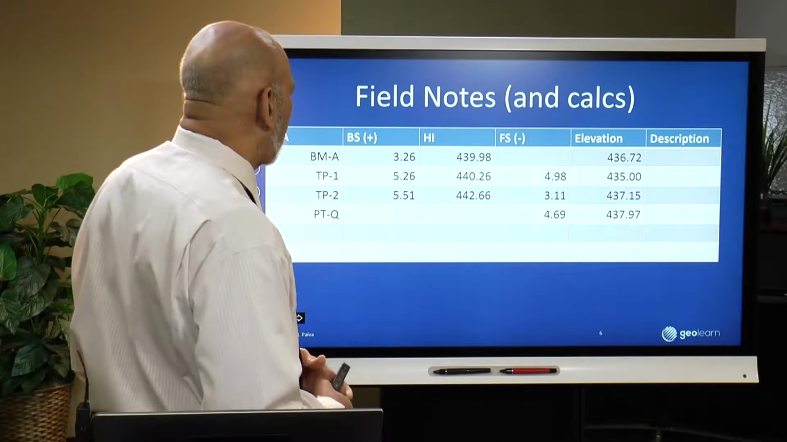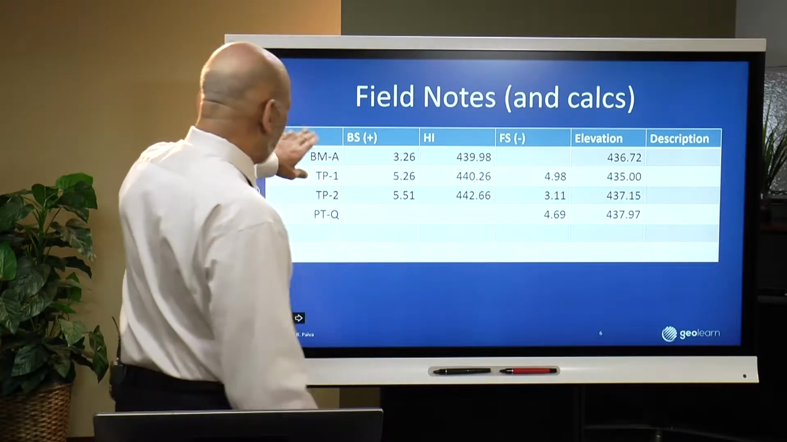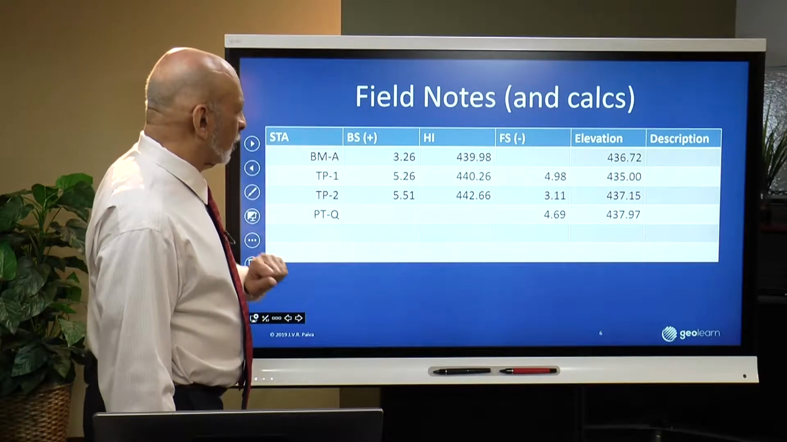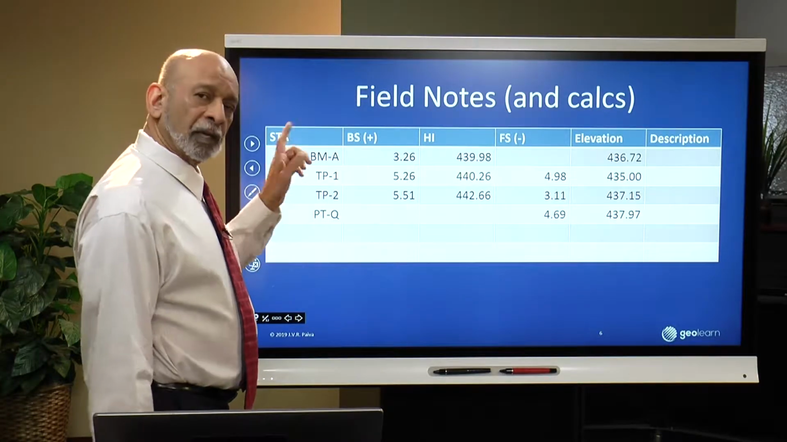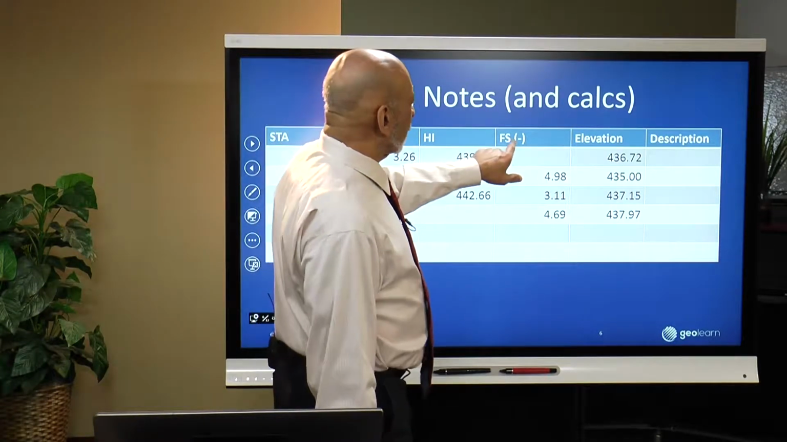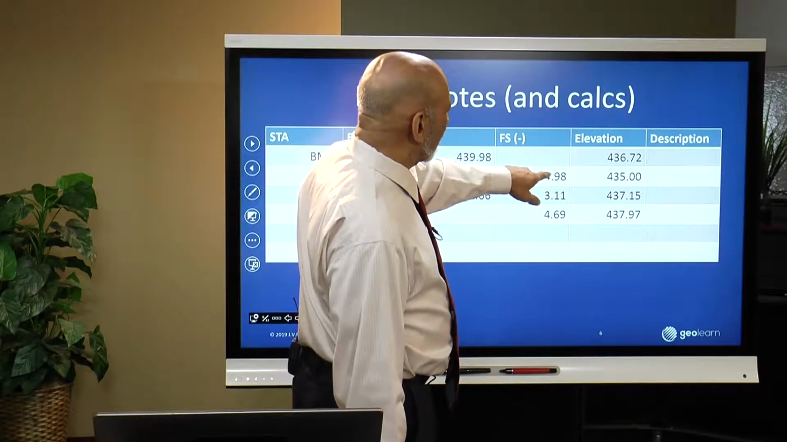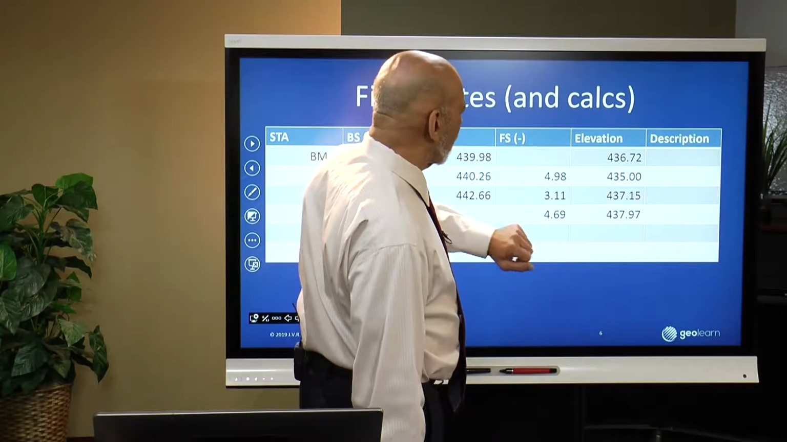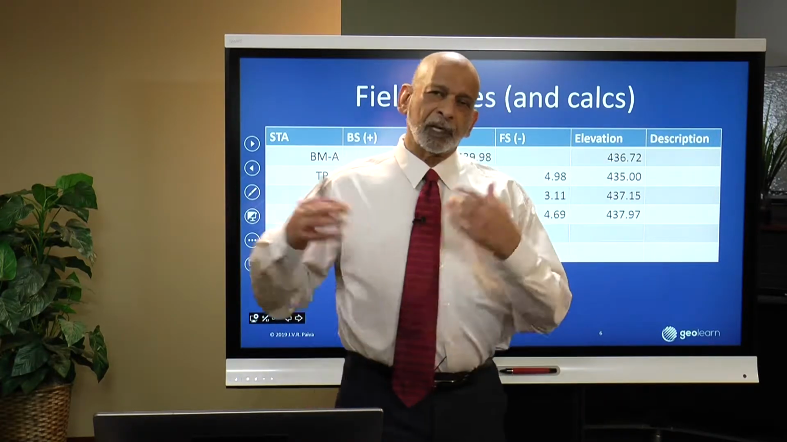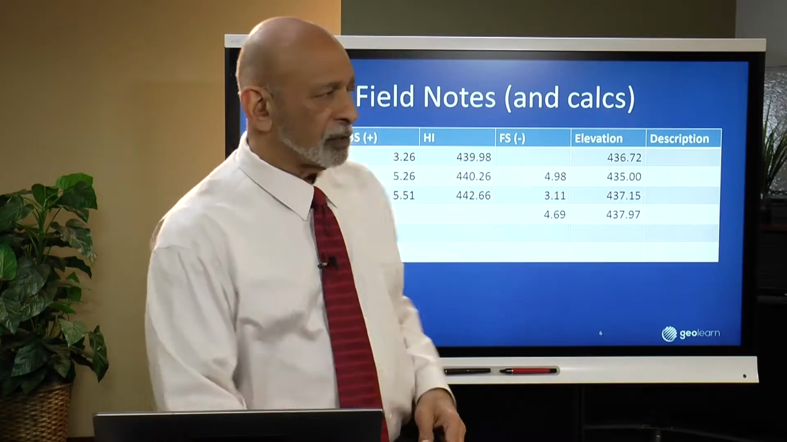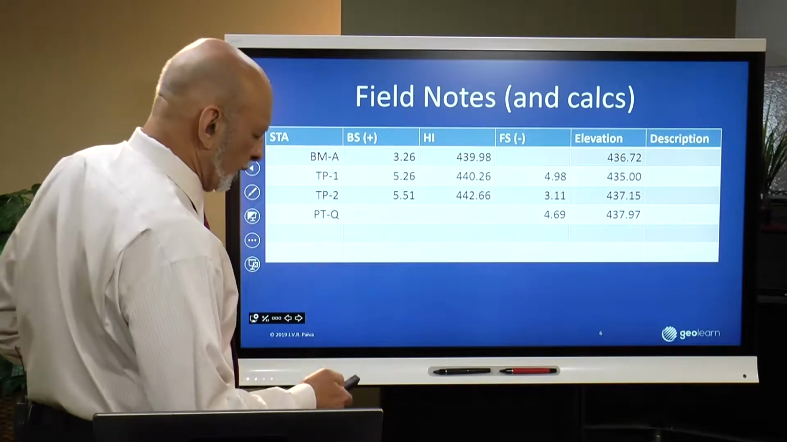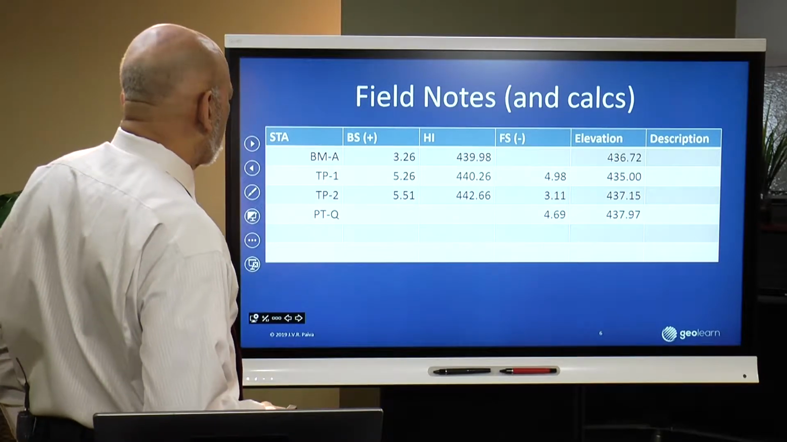So first of all, I have the column headings. I have the station, which is kind of the shorthand name. Then I have backsight, and notice I put the plus sign next to it to remind me that these get added to the elevation to give me the HI. Then I've written foresight and put the negative sign to indicate I subtract the foresight from the HI to get the elevation, which is my fifth column. And then I have description because I may have other information that needs to be included, and I can use that column for that additional information.